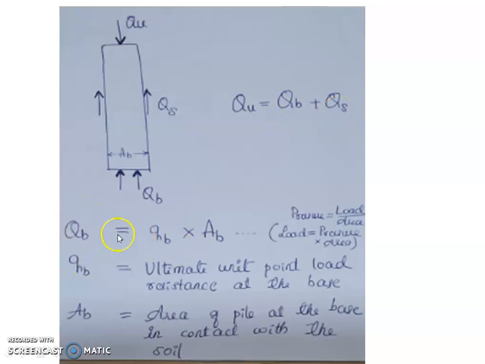And this Qb can be written as ultimate unit point load resistance at the base into area of pile at the base. We know that pressure is load by area. Since we have to find what is load, we will multiply pressure by area. So qb is the pressure and Ab is the area. This qb is referred to as ultimate unit point load resistance at the base, and Ab is the area of pile at the base which is in contact with the soil.